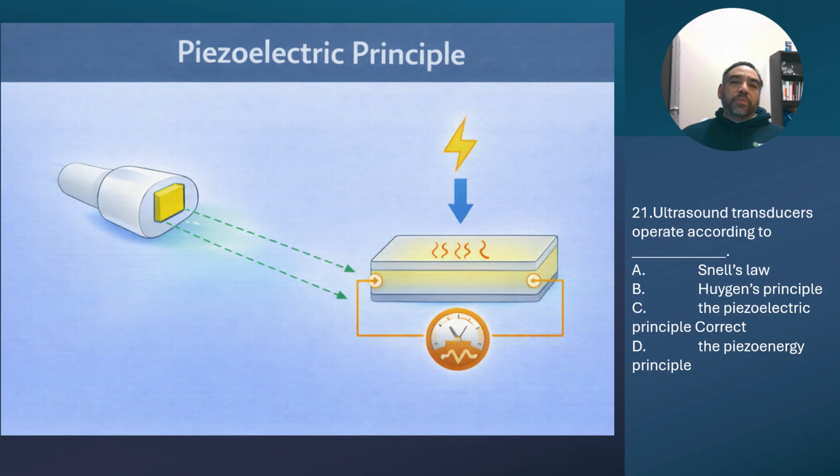Huygens principle, again, this explains the wavefront propagation and how it spreads. I don't know, I was making a word there. And what it does, it helps describe diffraction and beam behavior. Again, but it's not crystal operation.